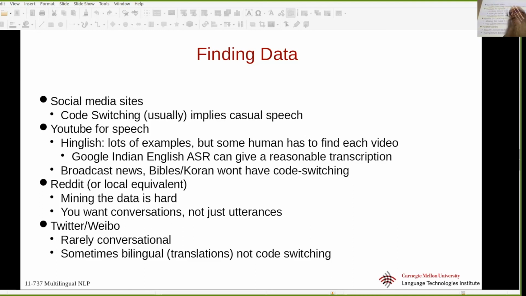Broadcast news, Bibles, etc. are usually all monolingual. In fact, they might even be weirdly more in the target language. So, for example, in the Hindi case, you might even get news in Hindi where the Hindi speaker will go, what does that word mean? And they need to be told in English because they don't normally use that word apart from in English. Reddit, or whatever the local equivalent is, Twitter, Weibo, whatever the local thing is that's appropriate to be able to find that.